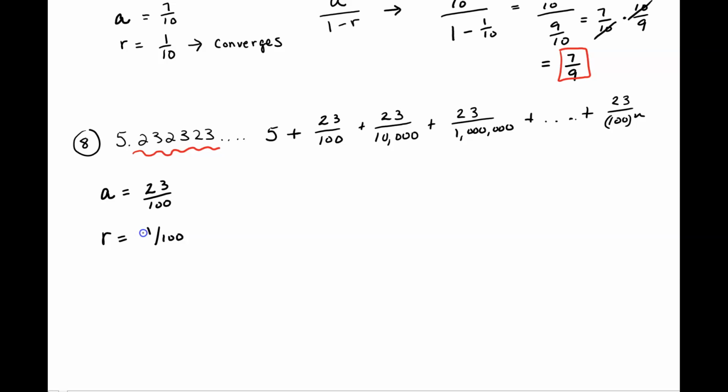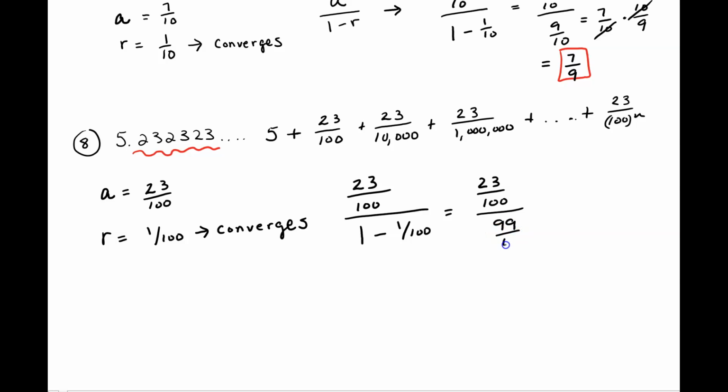So we know that since r is less than 1, this, in fact, converges. And so we're going to say, okay, if we have 23 out of 100 and we divide that by 1 minus 1/100th, what do we get? We get 23 out of 100 divided by 99 out of 100, which is 23 out of 100 times 100 out of 99. What do we get? 23 out of 99.